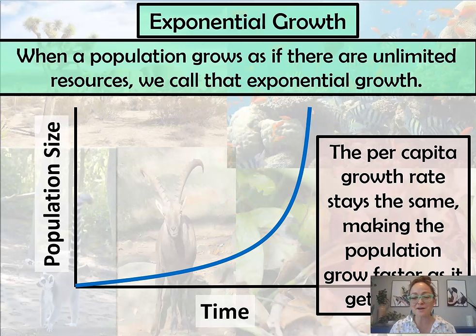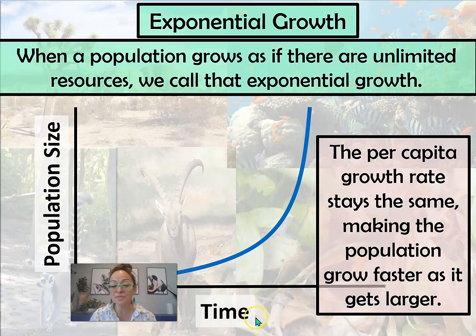So when we talk about exponential growth, the per capita or per individual growth rate stays the same. So in the bacteria, it was doubling, right? Every 20 minutes, that rate of increase stayed the same. And therefore, as the population got larger, it grew. There's even more now doubling, and then all of those doubled. And so as the population gets larger, it grows faster and faster and faster.